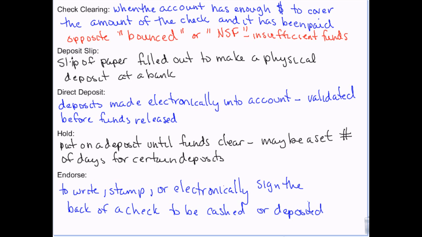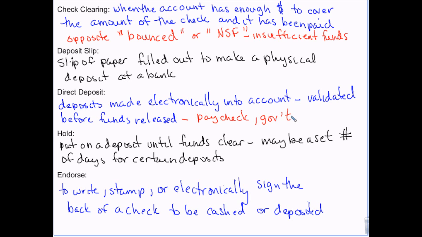And anyway, direct deposits are made electronically into your account. They're validated before your funds are released, and these are usually a paycheck or a government check. For example, if I wanted to write you a check, I don't have the ability to have it direct deposited into your account. I'm not set up for that. I'm just a person.